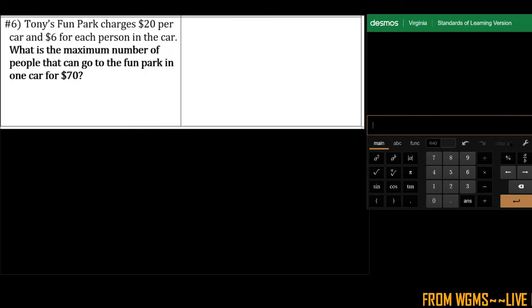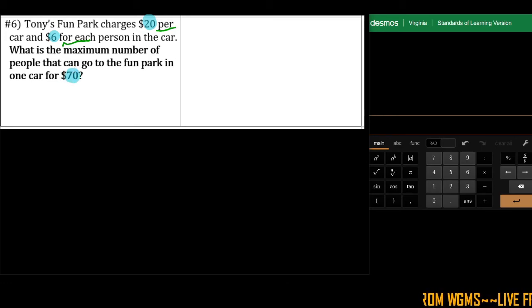For the last one, it reads like this. It says, Tony's Fun Park charges $20 per car and $6 for each person in the car. What is the maximum number of people that can go to the fun park in one car for $70? So let's highlight some values that we have. So we have 20. Again, we have per, so we're probably going to be multiplying. We have $6. We also have for each, so we've got to be very careful when we have this. And then we're going to have that 70 there.